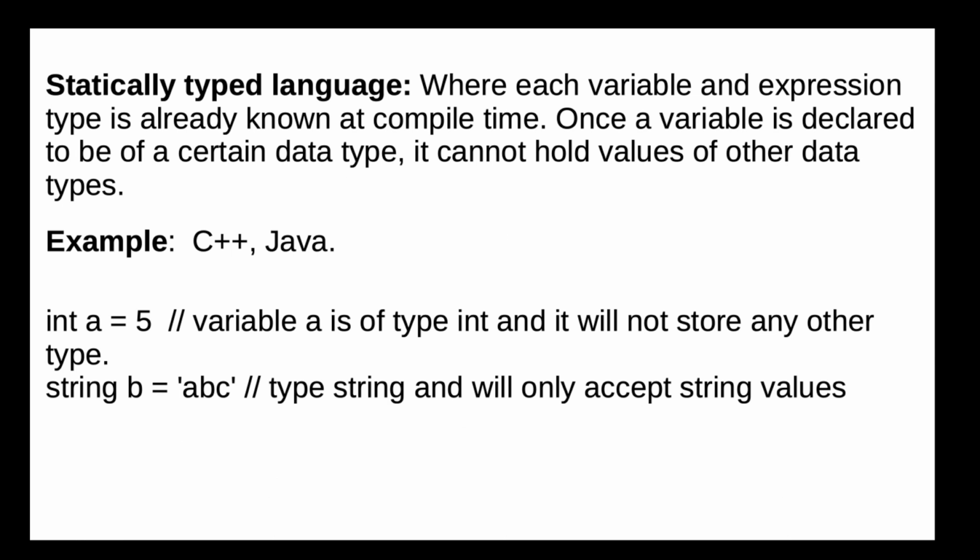In this example, first we declare the data type, that is int, the variable is a, and the value is 5. This variable a is of type int and it will not store any other type, because it stores only number values. And next is the string data type, b is a variable and abc is the value of the b variable. So here the type is string and it will only accept string values.